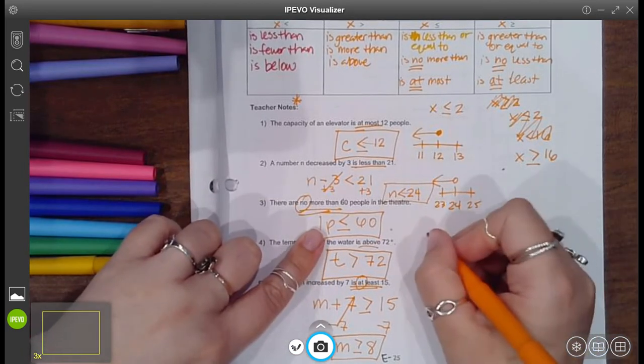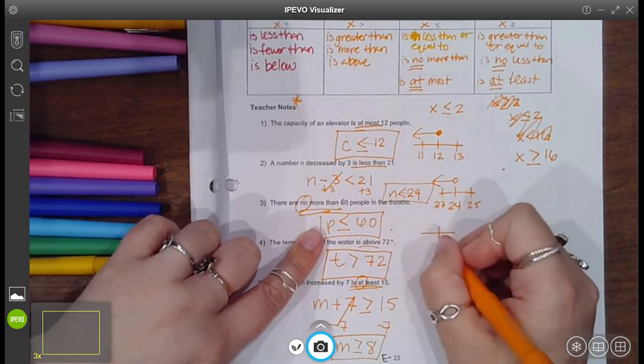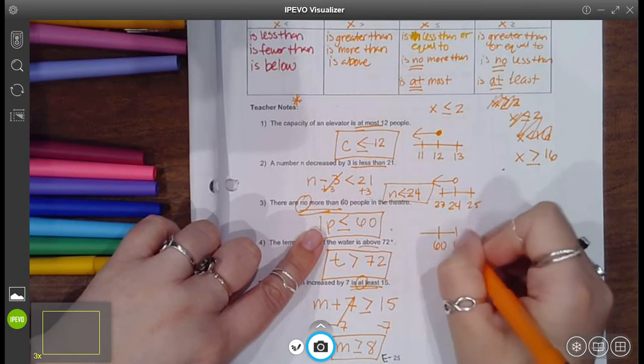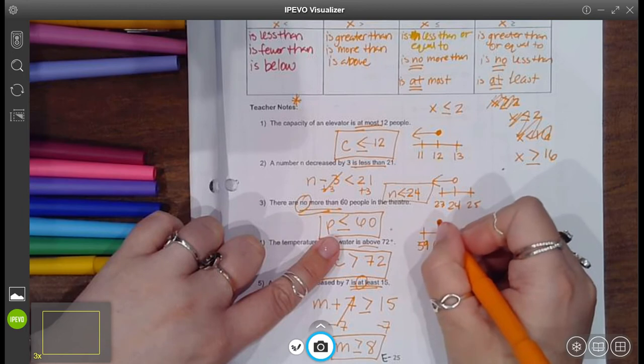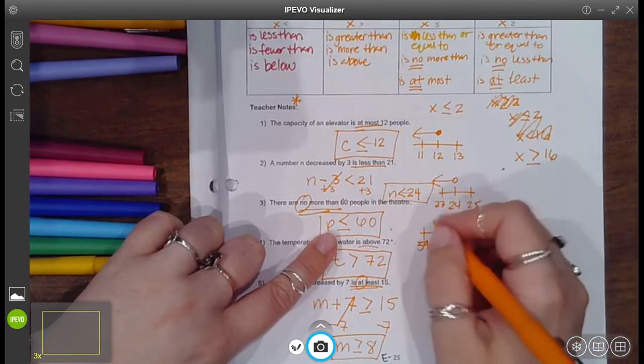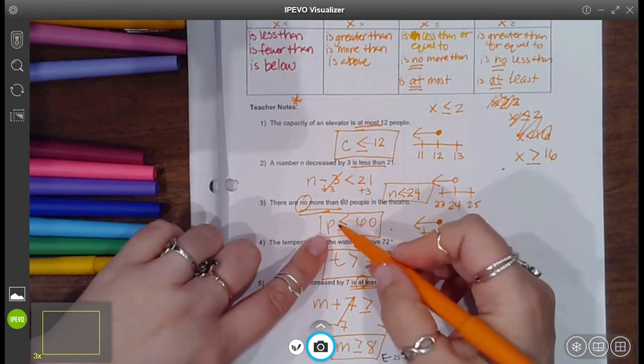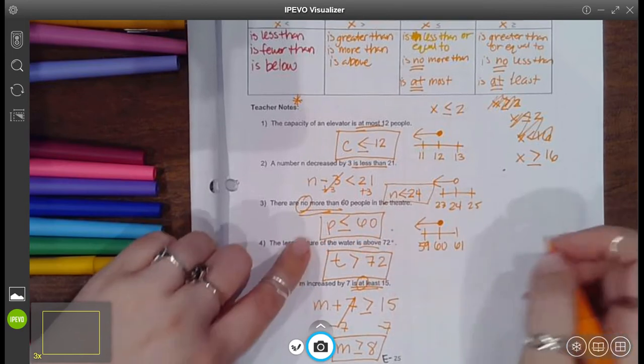Okay, here we have 60. So one bigger, one smaller. There's a line underneath, so shade in that circle. And where's the arrow pointing? To the left. So it's all the numbers less than 60.